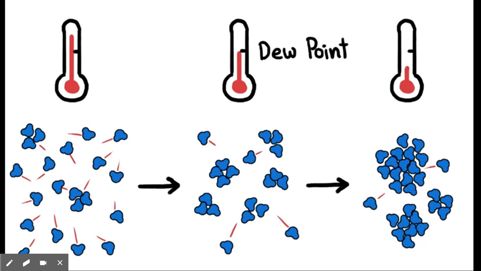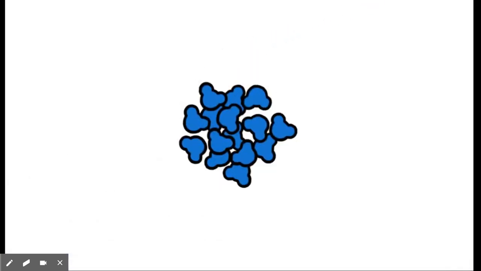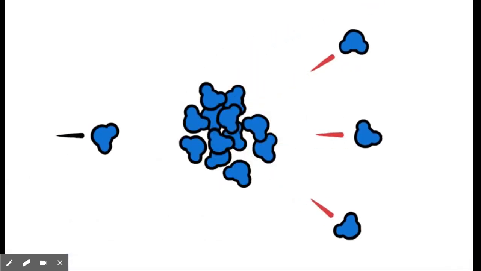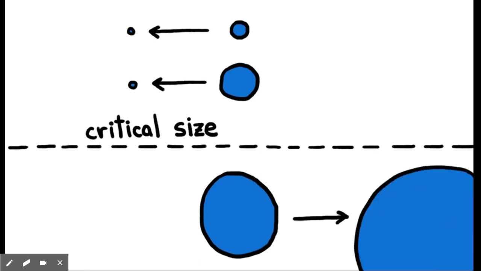But actually, that's only true if the cluster is big to start with. If it's too small, its surface is so curved that the molecules on the outside have few neighbors to bond to, which makes them easy to break off. So the cluster as a whole has higher chances of losing molecules than gaining them, even below dew point. Which means that up until a certain critical size, a cluster's chances of shrinking are better than its odds of growing. Unfortunately, that critical size is 150 million molecules.